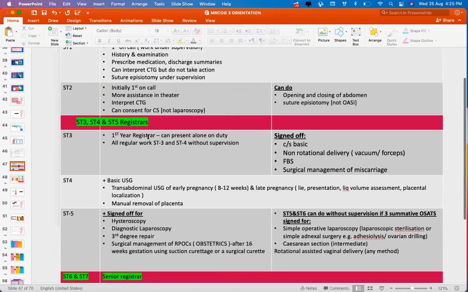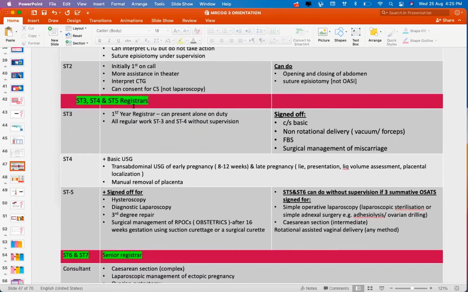So ST3, ST4, ST5 are the registrar level. ST3 is the first tier of the registrar. They usually are present alone on duty in labor ward or even in gynae at night. All regular work of ST3 and ST4 is without supervision, so they must be independently able to manage the labor ward and the gynae ward. At the end of the ST3 training, they should be signed off for basic cesarean section.